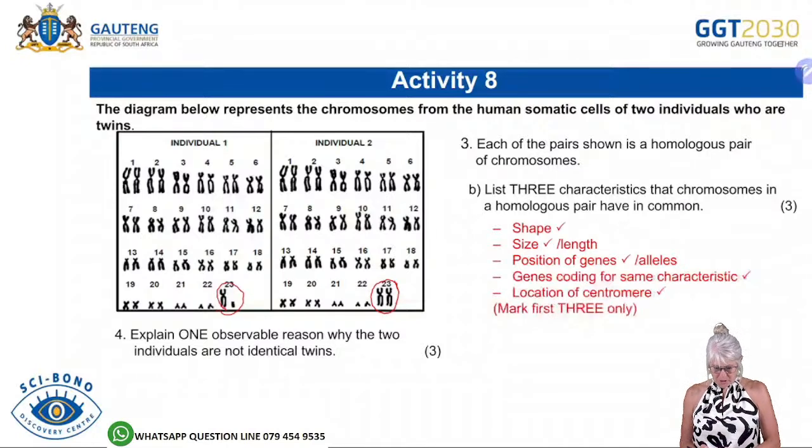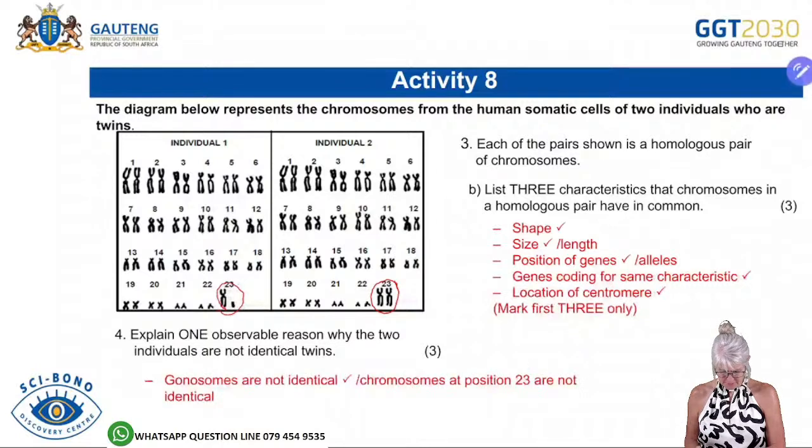Then the fourth question, they say, explain one observable reason why the 2 individuals are not identical twins. And remember, when we first looked at this diagram here, we said if we have a look at the gonosomes or the sex chromosomes, we can see the X chromosome is much larger than the Y chromosome. So individual 1 would be a male and individual 2 would be a female. And that is why they are not identical twins.